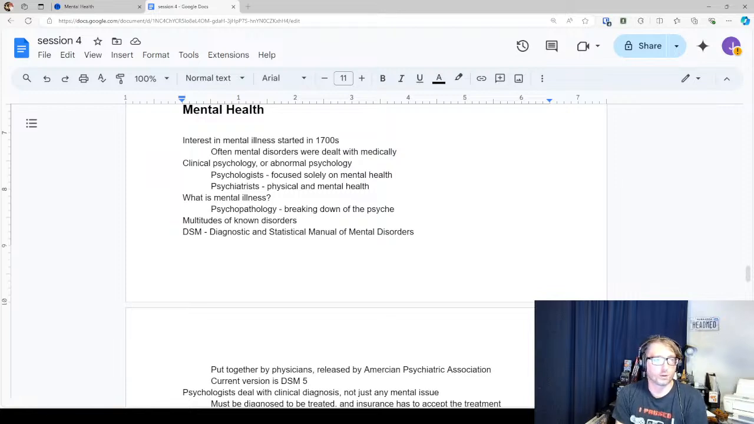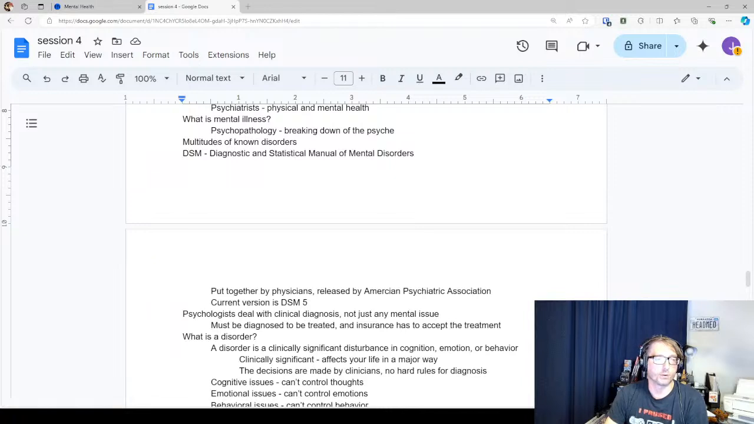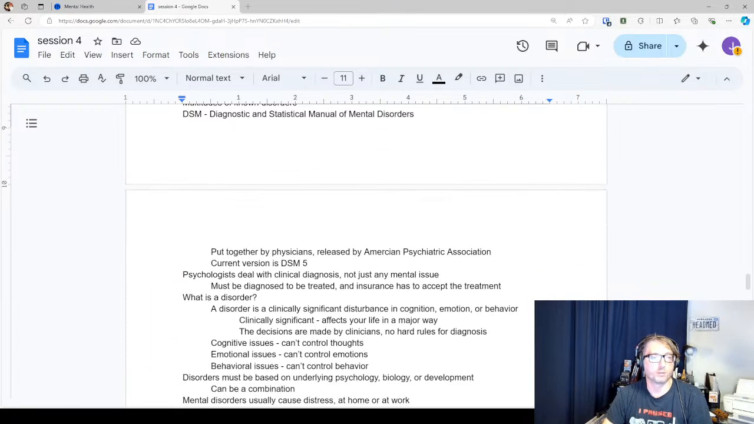We have psychologists who are focused solely on the mental health aspect of things. We have psychiatrists who deal with physical and mental health. What is mental illness? Well, we have psychopathology, which is a breaking down of the psyche. And there are multitudes of known disorders that we try to compile. So he talks about the DSM, the Diagnostic and Statistical Manual of Mental Disorders. It's put together by physicians and released by the American Psychiatric Association. The current version is DSM-5.